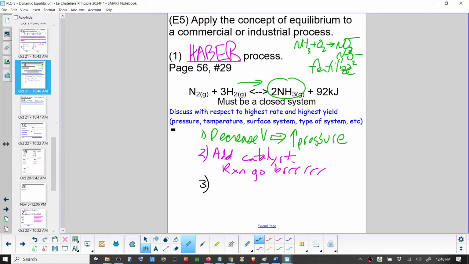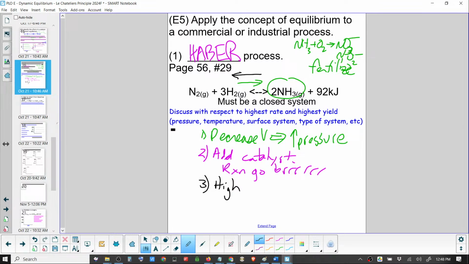We had heat. So high temperature, low temperature, what did you come up with? High temperature. Which way will it shift? That way. So high temperature will make it go this way. Low temperature will slow the rate. So no change in equilibrium, but it will slow the rate enough that you can collect it.